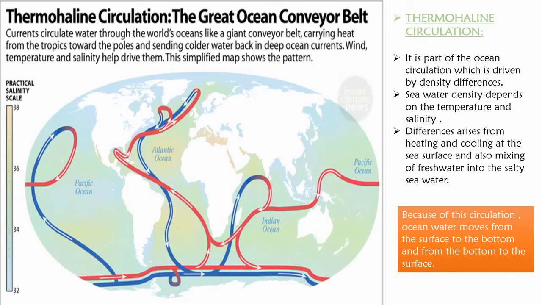Wind, temperature, and salinity are the important factors which drive them. As you can see in the given map, the red water is the warm, shallow water, and the blue water is the cold, salty, deep waters.